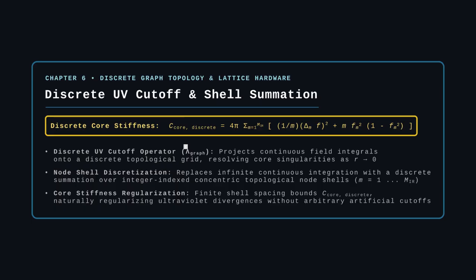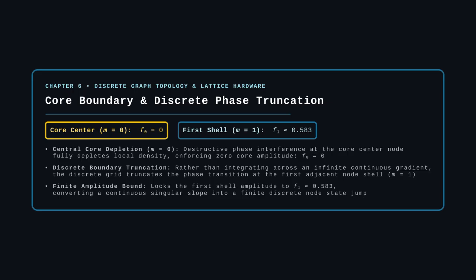The discrete core stiffness coefficient, C_core_discrete, equals 4π times the sum from shell m equals 1 to M_IR of 1 over m times (Δf_m)², plus m times f_m² times (1 minus f_m²). At the central core node, where m equals 0, destructive phase interference depletes local density, setting f_0 equal to 0. At the first adjacent spatial node shell, where m equals 1, the discrete boundary truncates the phase transition at a finite value, f_1, approximately equal to 0.583.